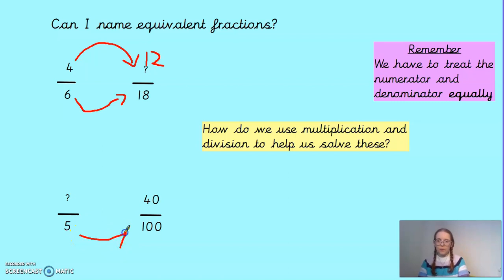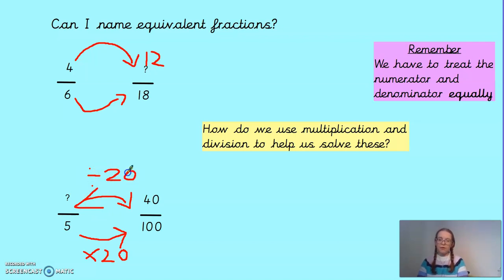Okay, now this one, I've got it the other way around. So to get from 5 to 100, what did I have to times it by? I had to times it by 20. Okay, and now what do I need to do with my 40? I can't times this by 20 because I don't know what it is. So if I'm going back the other way, I need to do a division, the inverse.